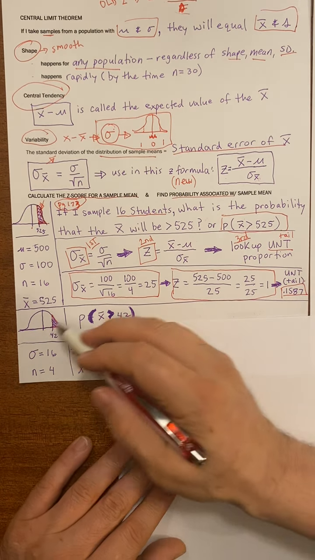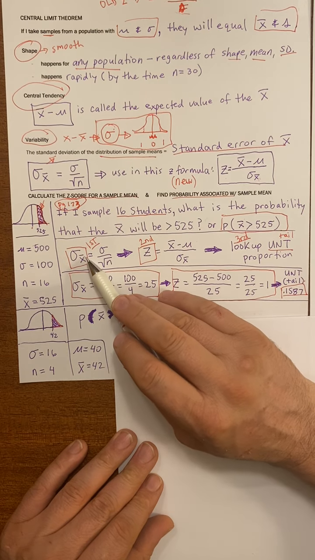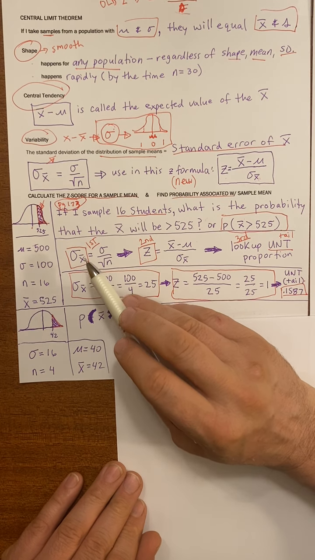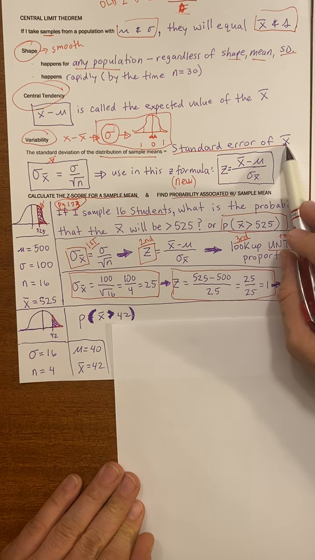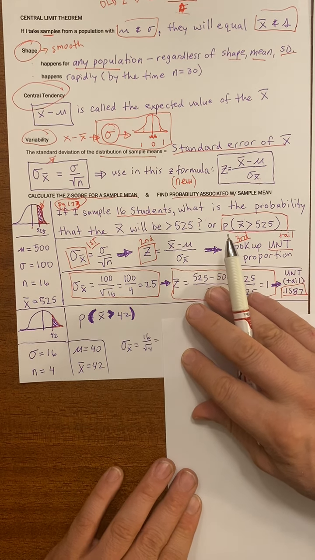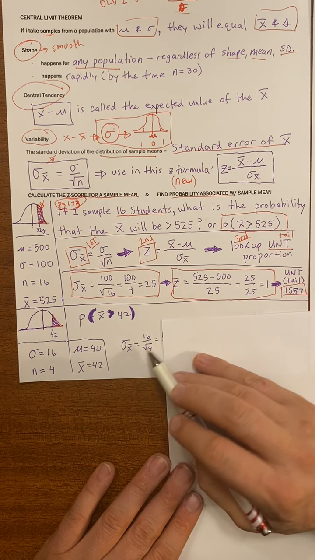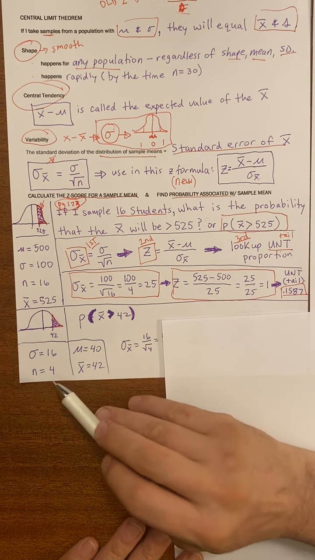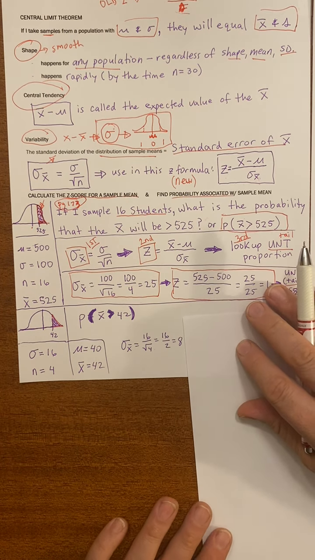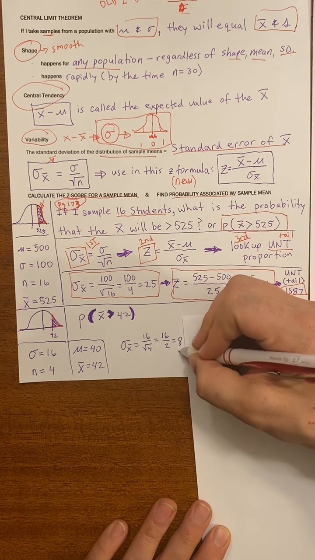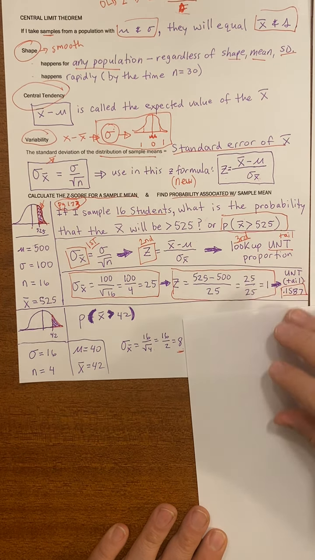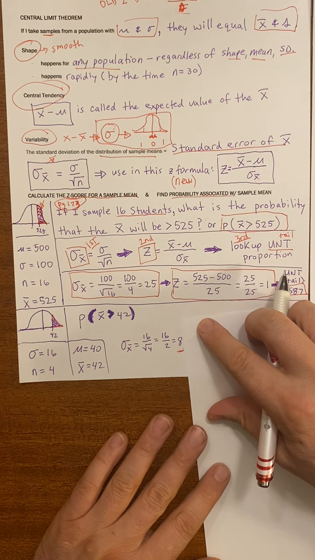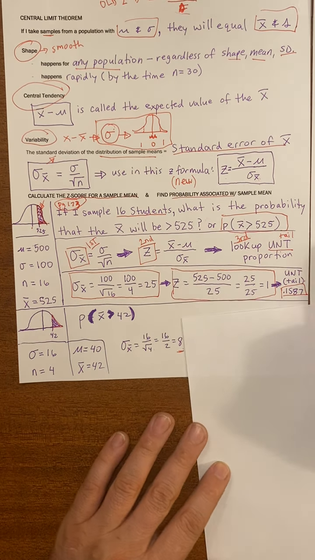Okay, so given all this information, first thing I'm going to do is calculate that standard error of the x bar. Here I'm saying that it is 16 over the square root of 4. Why? Because that's our 16 and that's our 4. That reduces to 8, right? So now we know that we have a standard error of 8. We're going to use that 8 in our second step.